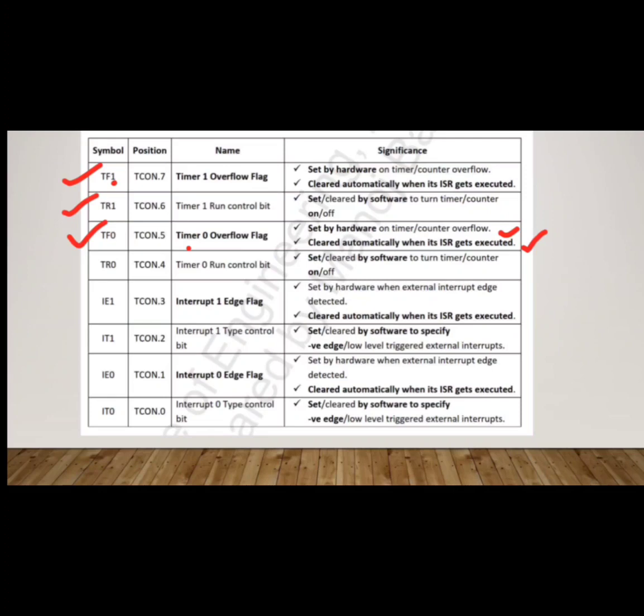Then we look at TCON 6 and TCON 4, the timer 1 run control bit and timer 0 run control bit. These are set and cleared by software to run the timers, that is, on and off. In order to turn on timer 1, we use TCON 6. To turn timer 0 on and off, we use the TCON 4th bit. So that's about timer 0 run and timer 1 run.